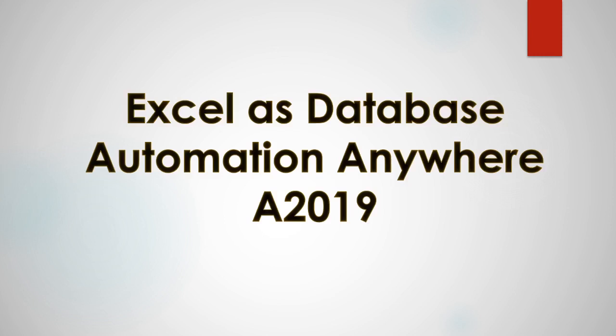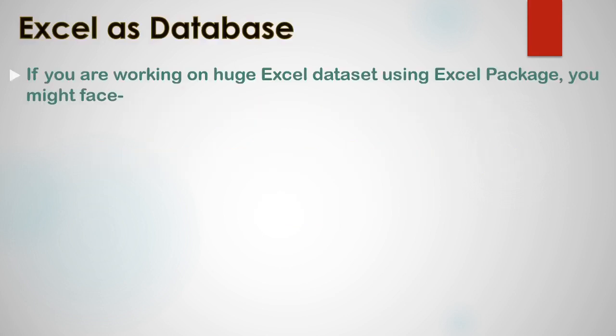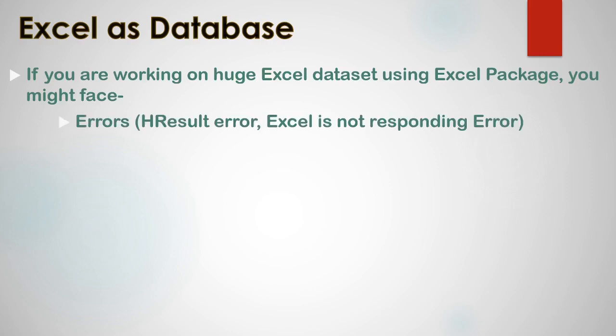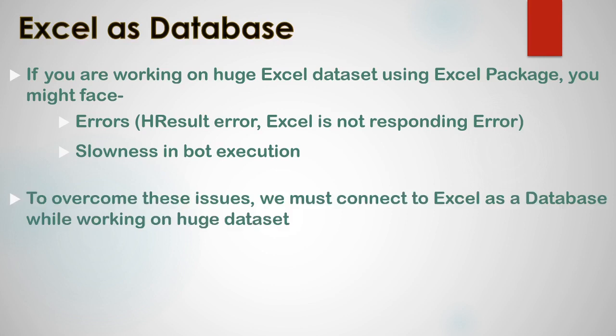Today we will learn how to work with Excel as a database in Automation Anywhere A2019. So let's get started. If you are working on a huge dataset using the Excel package, you might face errors and slowness in bot execution. To overcome these issues, we must connect to Excel as a database while working on a huge dataset. So let's quickly create a project in Automation Anywhere and see how we can do so.